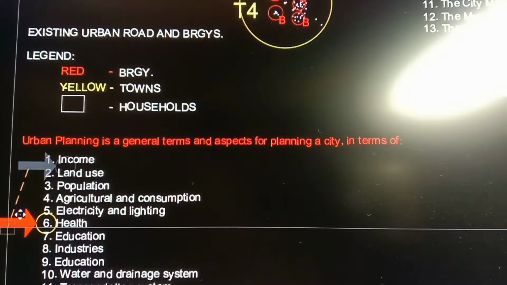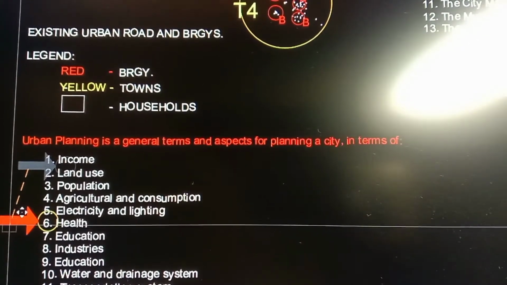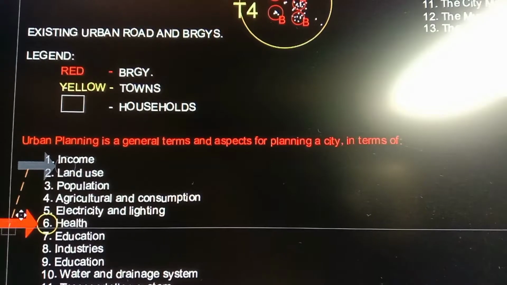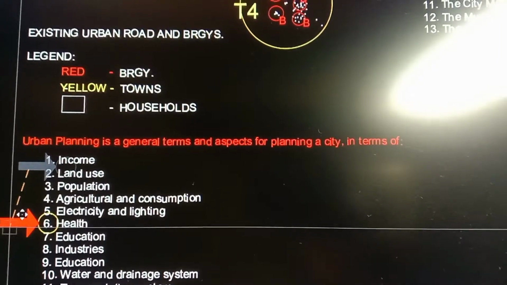Okay, in the city, it involves health, for example, hospitals, clinics, and so forth. That will help provide for the inhabitants to live within the city. So that is one of the requirements to become a city.